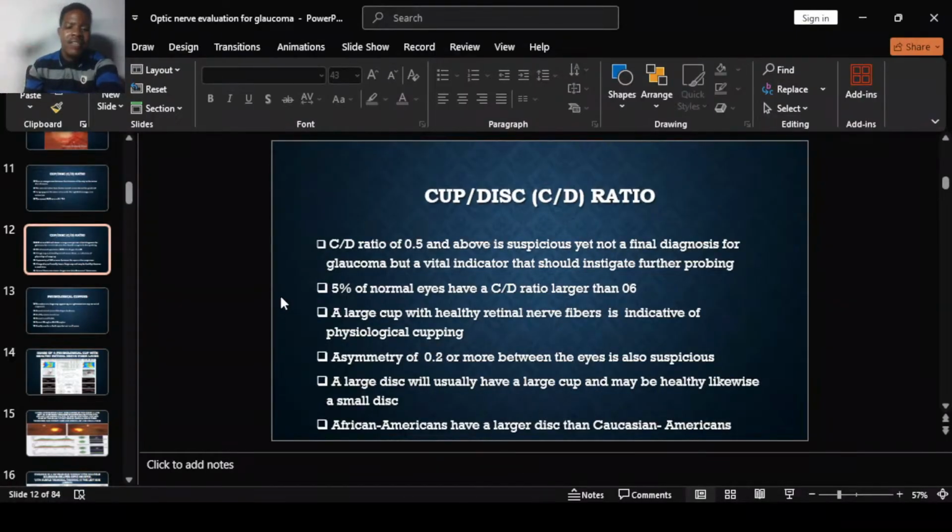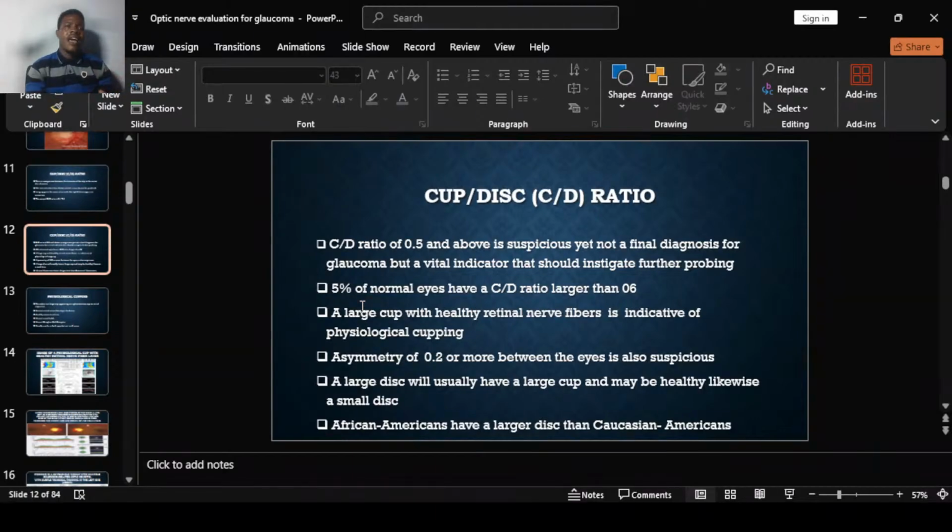And 5% of normal eyes have a CD ratio larger than 0.6. Yes, it is true. 5% of normal eyes have this large cup to disc ratio, and a large cupping with a healthy retinal nerve fiber layer is indicative of physiological cupping. So a cup can be large. Probably during your ophthalmoscopy, you find that the cupping is large, but when you assess the retinal nerve fiber layer, you find that it is still healthy. It is not glaucoma. It is a physiological cupping.